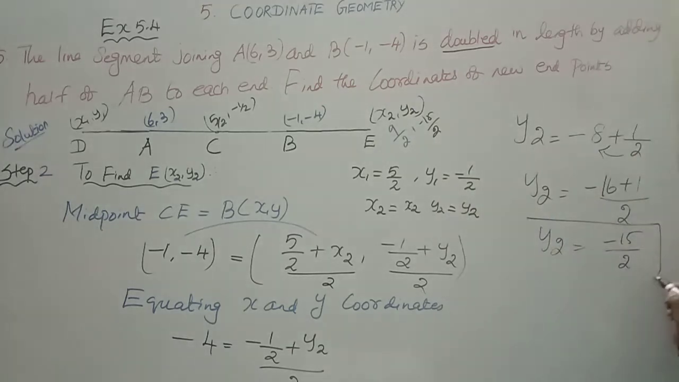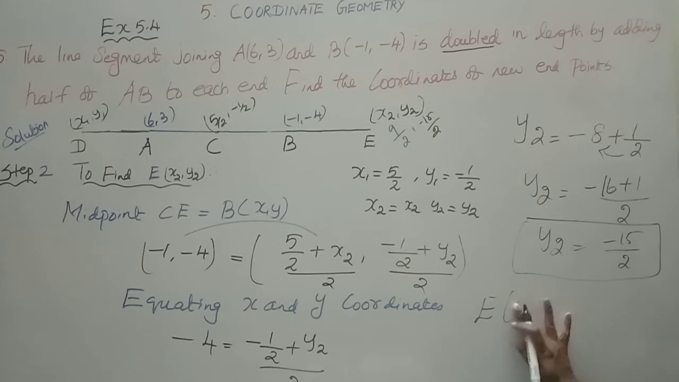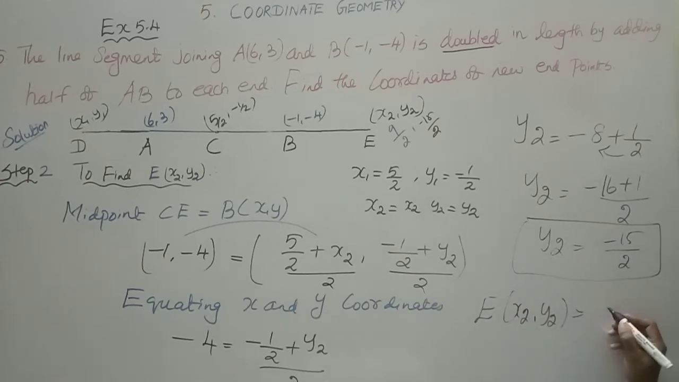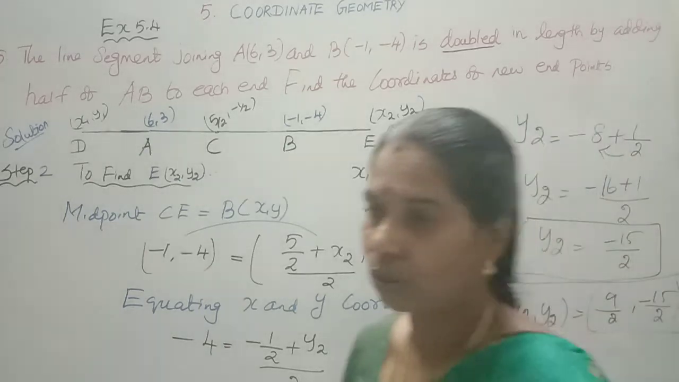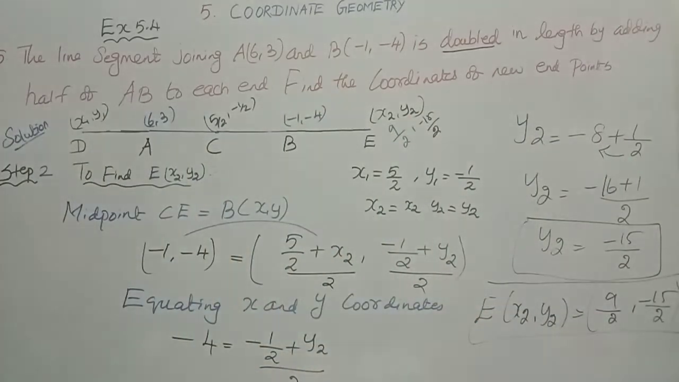Now we got the coordinates of E, x2 comma y2, which is 9 by 2 comma minus 15 by 2. Understand? So very easy only. We are using the midpoint idea only. If you do that sum 2 or 4 times, you will get the idea in your mind how we have finished this sum. On seeing this, you may think it is very tough. It is not tough. Only the midpoint formula we are doing here.